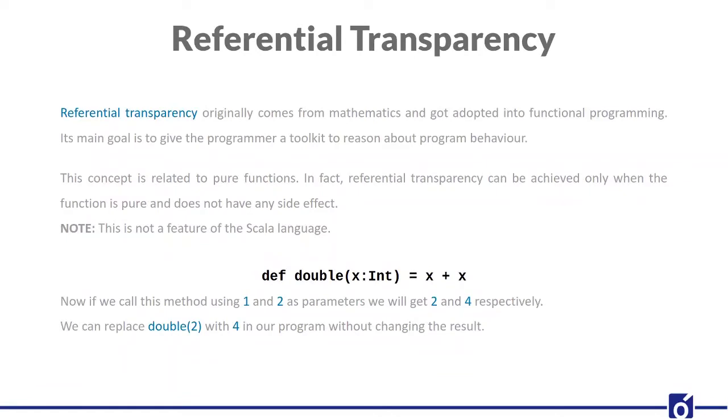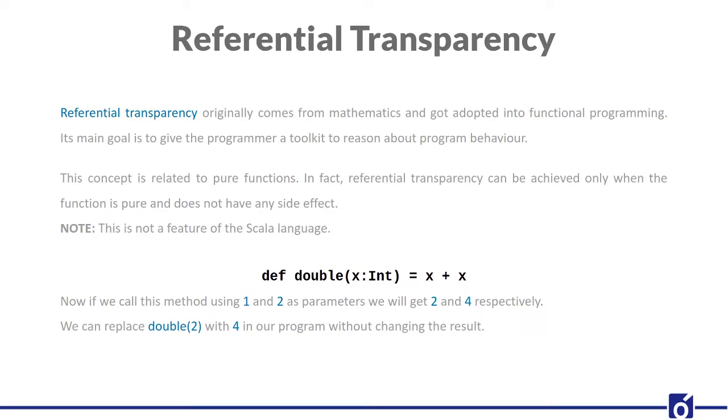Referential transparency basically originated from mathematics and got adapted into functional programming. Its main goal is to give the programmer a toolkit to reason about a program's behavior. This concept is related to pure functions. And note, this is not a feature of the Scala language, but a completely independent concept.